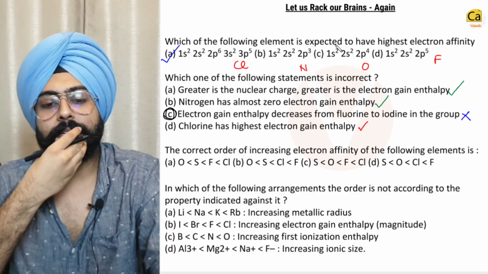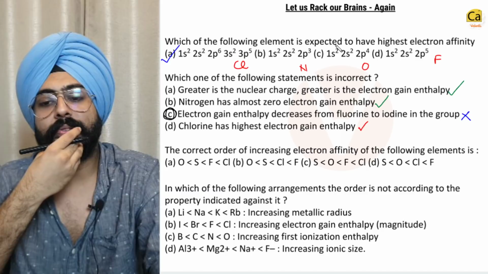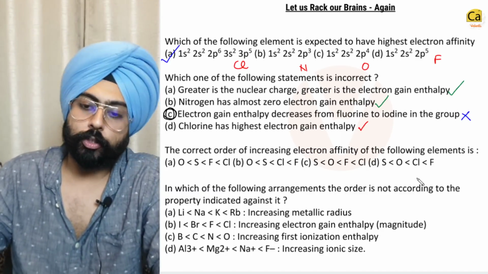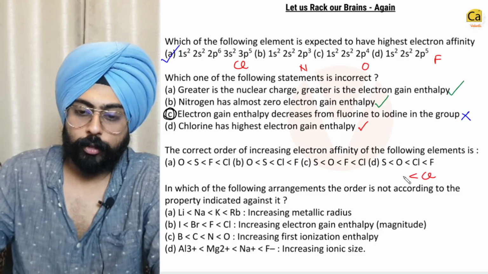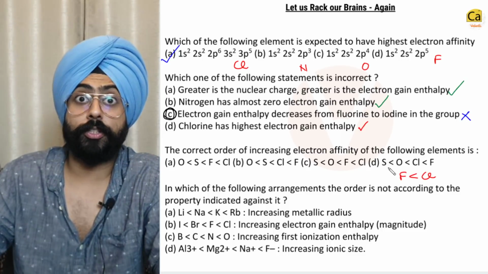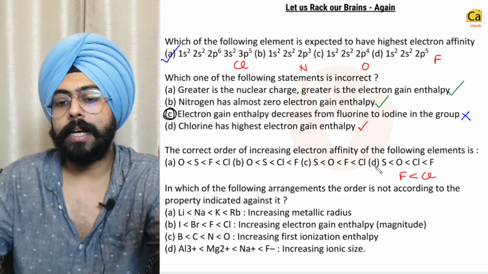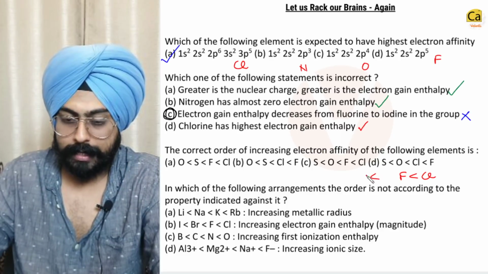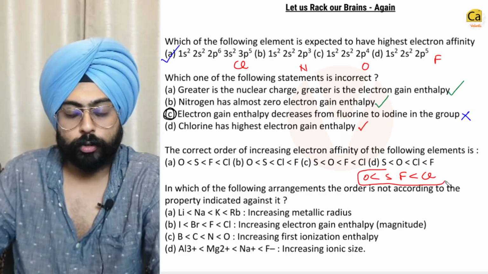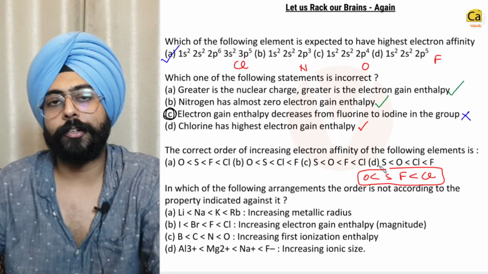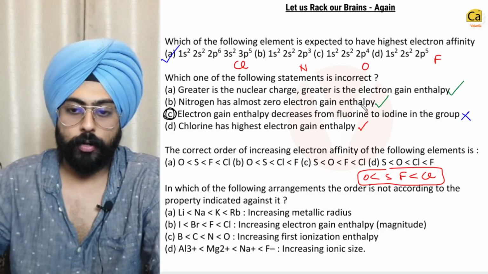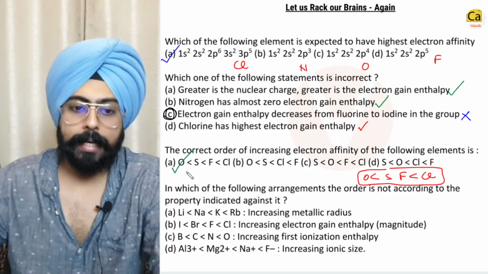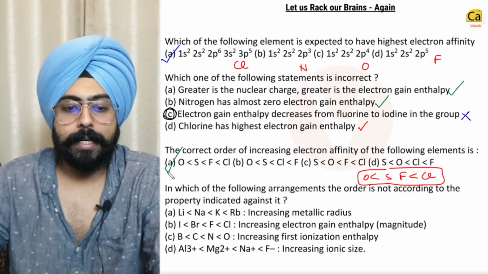Cool. So the next question says the correct order of increasing electron affinity of the following elements is. This is also something that we saw yesterday. So the top will be chlorine, then you will have fluorine, then you have to judge between sulfur and oxygen. As I told you, oxygen has the least electron affinity in the entire family of oxygen. So oxygen will be the least and sulfur will be over here. This is also something that we've discussed in the previous class. So the answer is option number A.